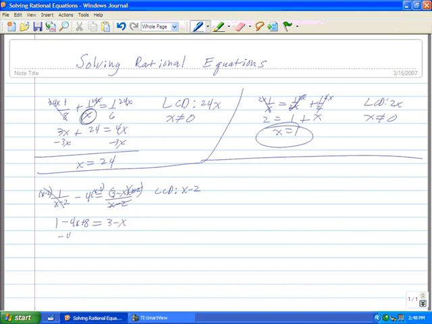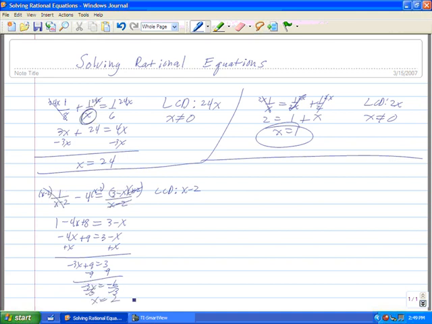So, let's combine like terms. 8 and 1 is 9. And then I'm going to add the x to bring it to the left. Negative 3x plus 9 equaling 3. And then subtract the 9. Negative 3x equals negative 6. When I divide by negative 3, I get that x equals 2.